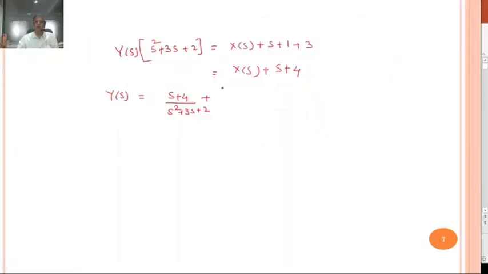plus x of s divided by s square plus 3s plus 2. Now the first term is due to the initial conditions, and this is called the natural response. The second is due to the input, and this is called the forced response. The total response of this system is nothing but the natural response plus the forced response.